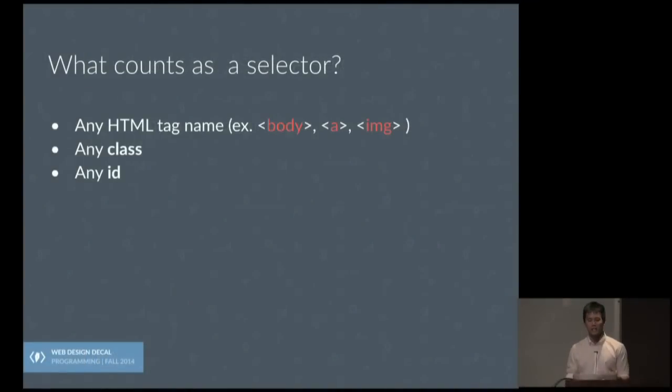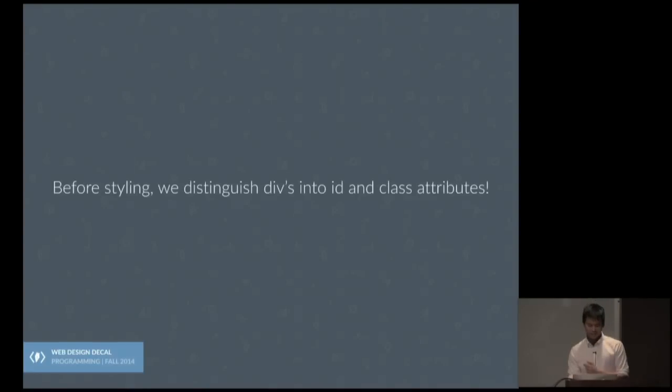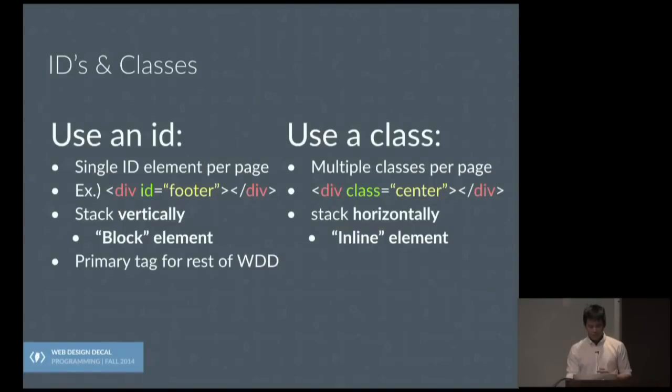Now I want to talk about classes and IDs, that thing I was telling you about earlier, about being particular. So what counts as a selector? First and foremost, any HTML tag, but it would apply for the entire tag, right? So for all divs that I put on that page, they'd all have all those properties. Not necessarily something you want. So to be a bit more specific, we have classes and IDs. And so we distinguish all of our divs. In this case, it's not just divs, but it could be any tags, really, into IDs and classes.